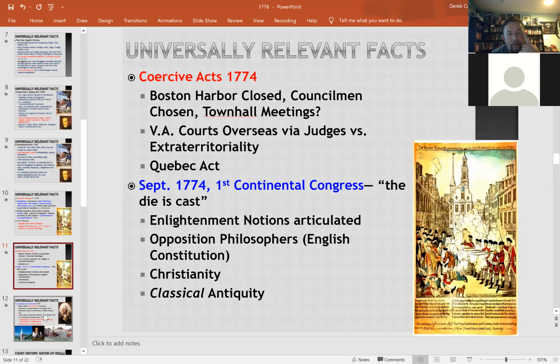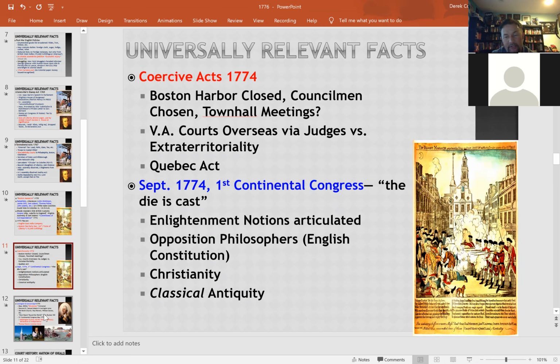And now the English are not playing around. Their prime minister, both houses of Parliament, as well as King George III, issued the Coercive Acts of 1774. Boston Harbor was closed. The town hall meetings were closed. Now there's no representative democracy at all in Massachusetts. Vice Admiralty courts were sent overseas, but those judges and the English judges could claim extraterritoriality. So if they broke an American law, they would be sent back to England.